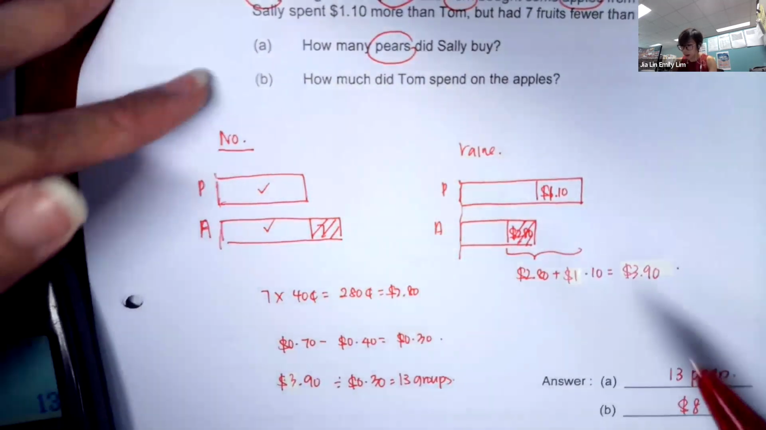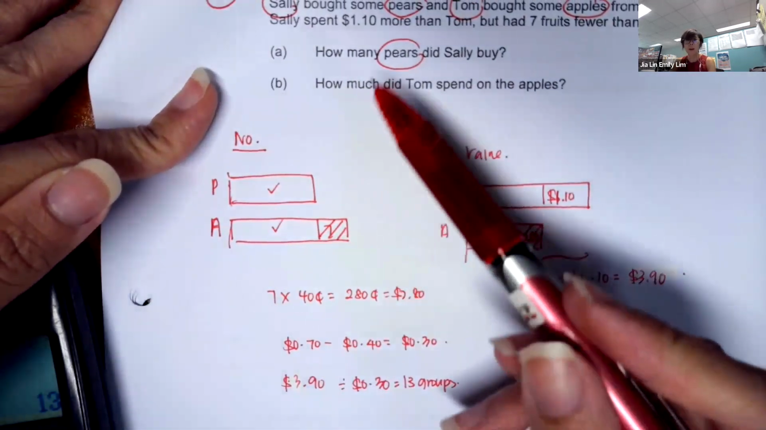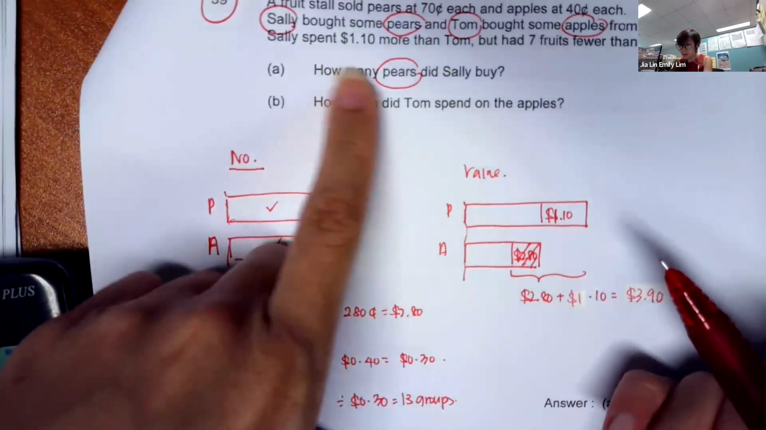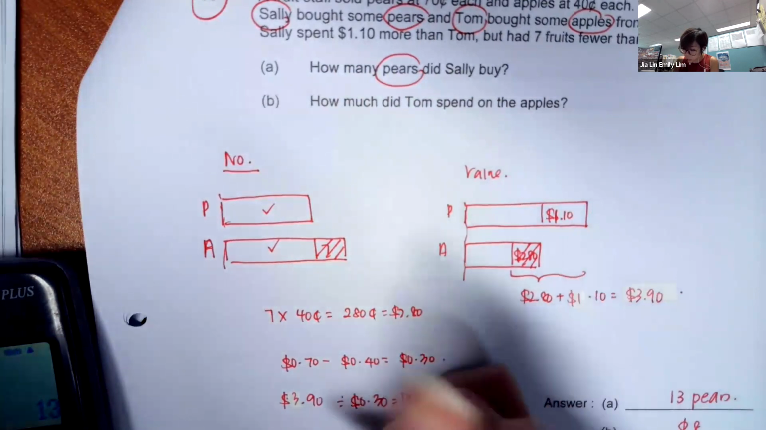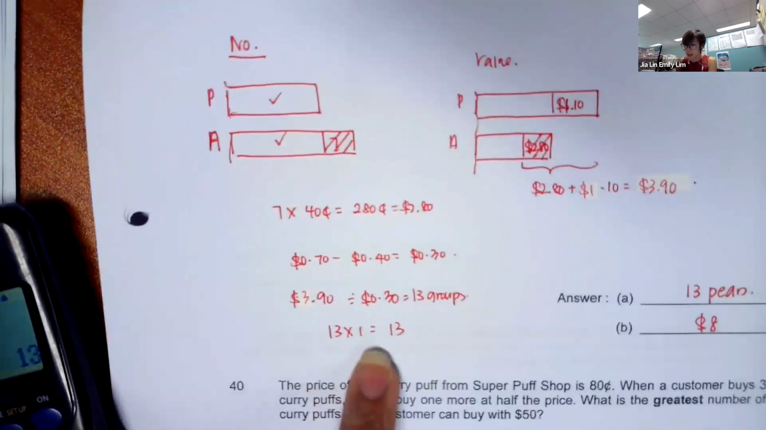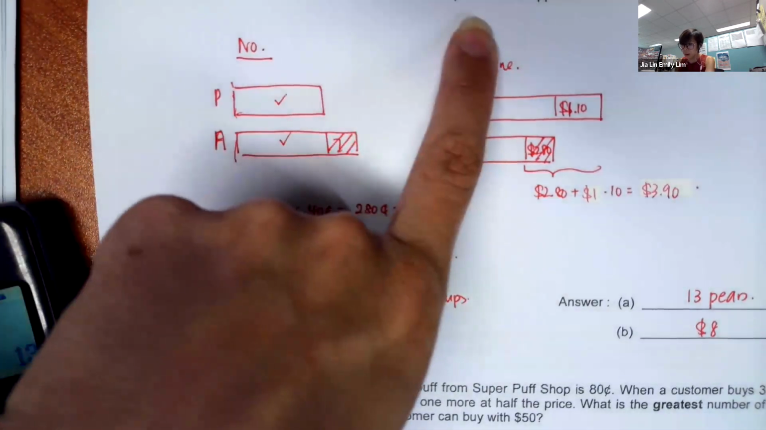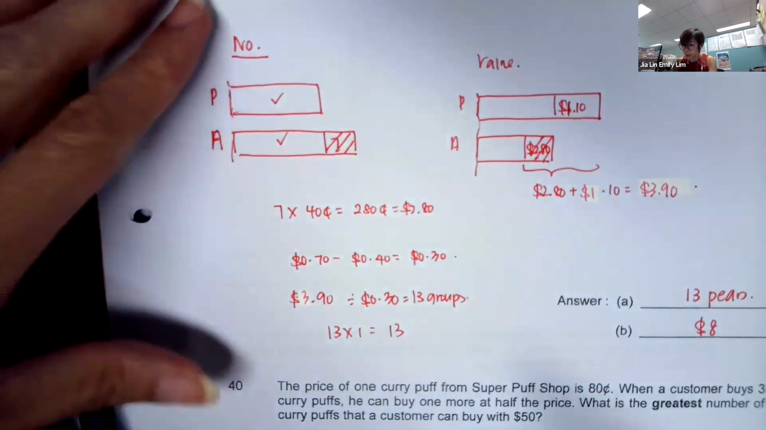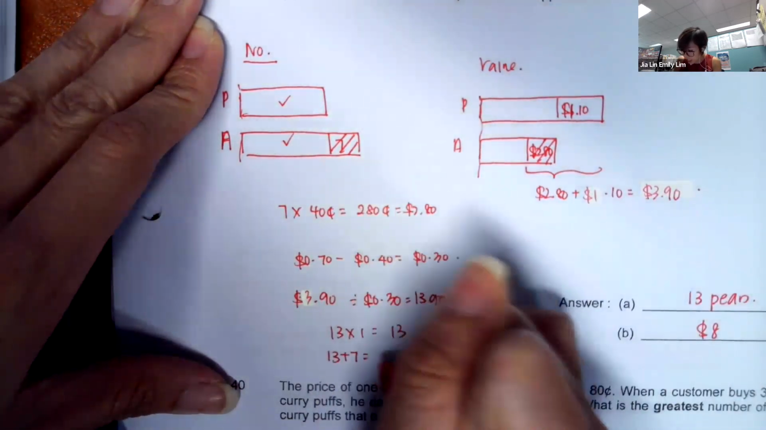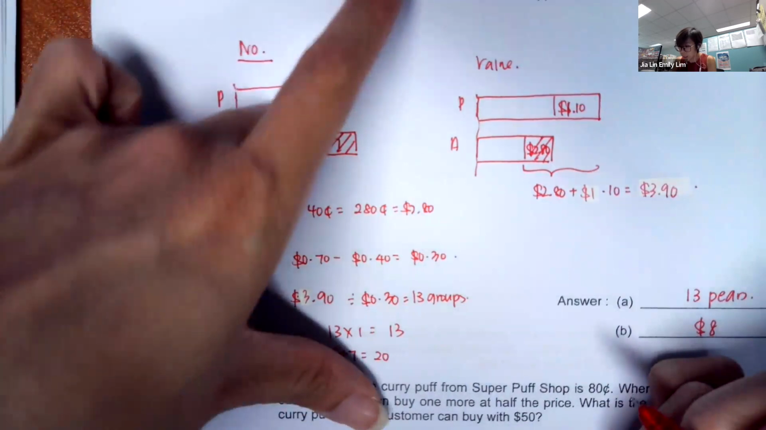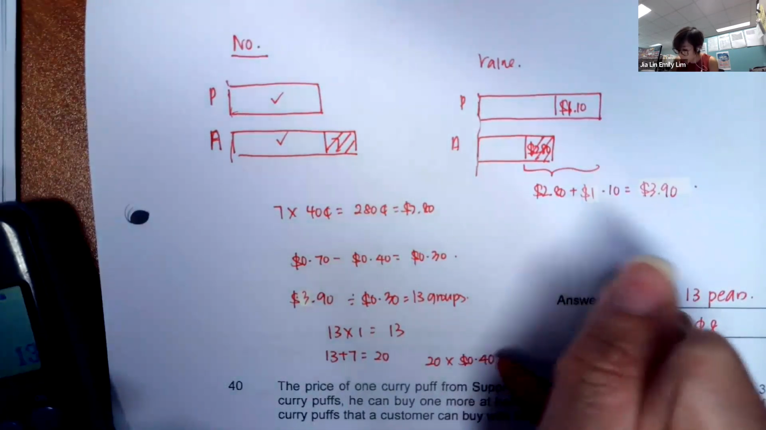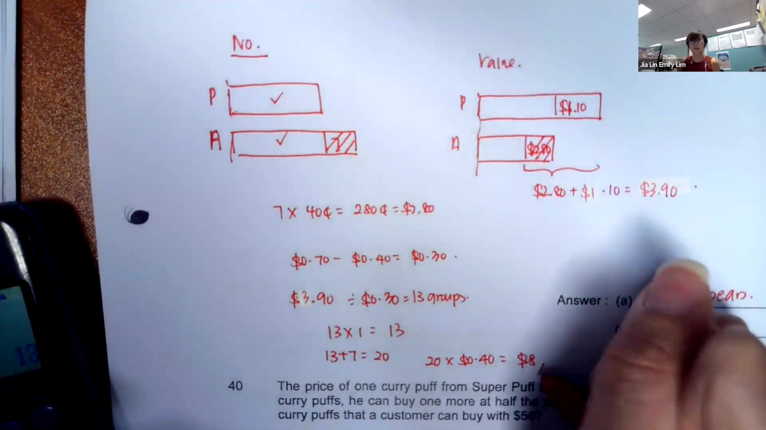13 groups of 1 pear and 1 apple, because I'm comparing 1 to 1. Okay, 13 groups. How many pears did Sally buy? So Sally bought 13 groups times 1, 13 pears. And for the apples, how much did Tom spend on the apples? So apples is 13 plus 7, 20 apples. And 1 apple is 40 cents. So 20 times 40 cents, you end up with $8. So that's the answer. Okay.